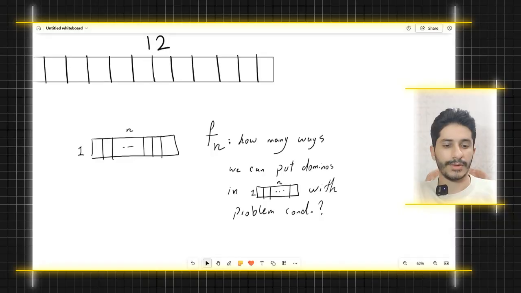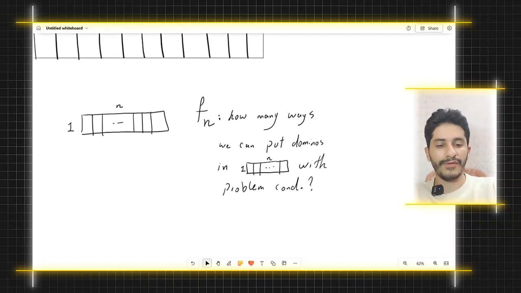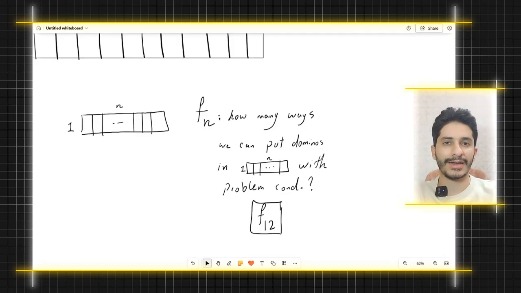So in other words, if we set n to be 12, I mean f of 12, this value is exactly the answer to our question or to the problem. So it means that my f is going to help me to solve the original problem. It's not just a random definition. So let's see how we can find a recurrence relation just like previous problems for this definition of f.